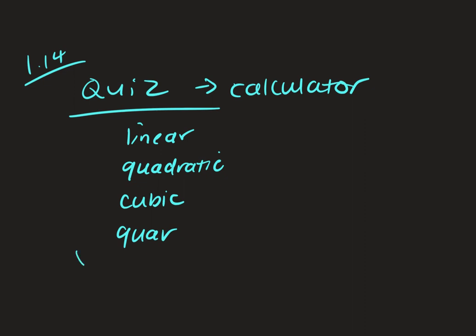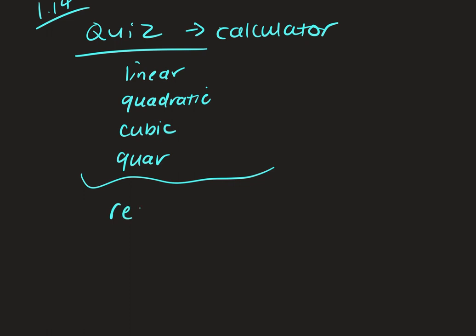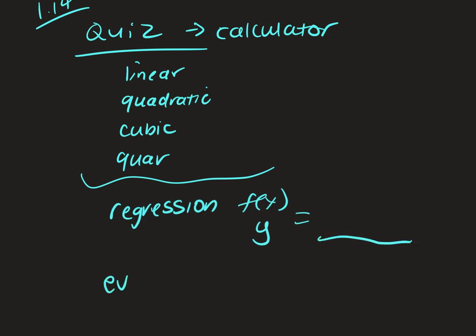Make sure you know how to find the regressions. So you're going to give me the equation, f of x or y equals something, and then you're going to evaluate at a value. F of something.